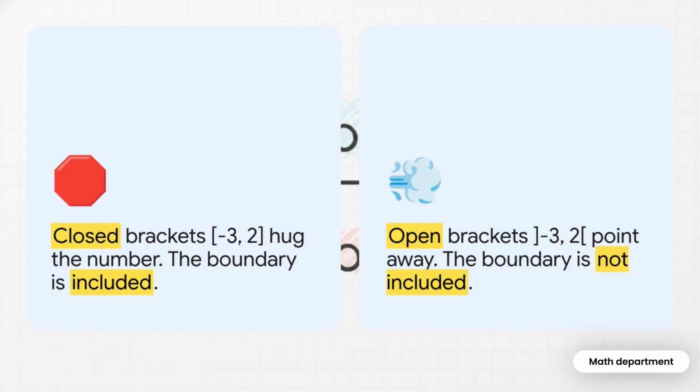Look at the brackets we've got drawn here. A closed bracket is literally hugging the number. It's pointing inwards. That means the number is included in our set. It is a solid, hard boundary. But an open bracket, it's turned away, pointing outwards. That means we go right up to the microscopic edge of that number, but we do not actually include the number itself. So just remember, closed means included, open means not included.